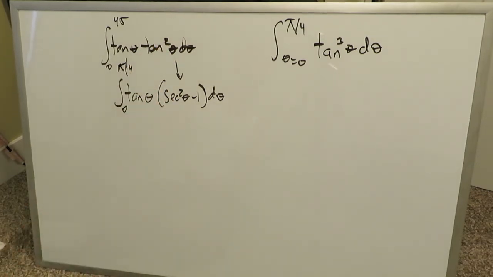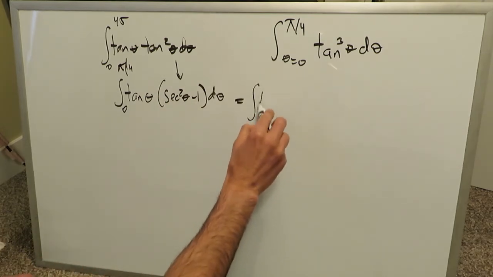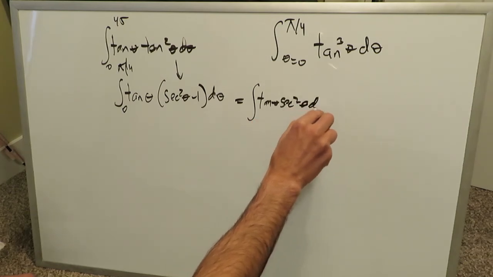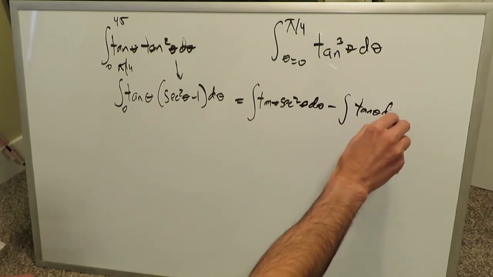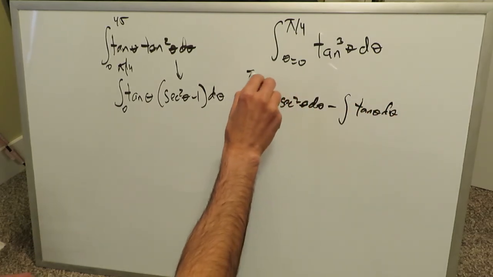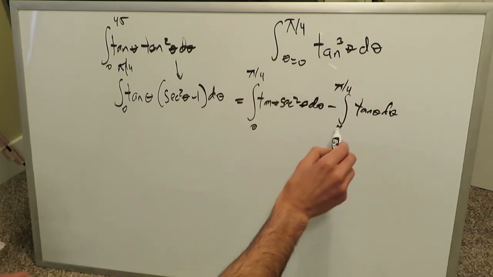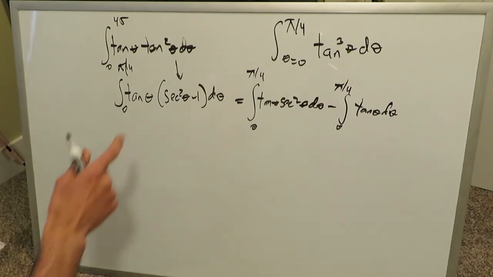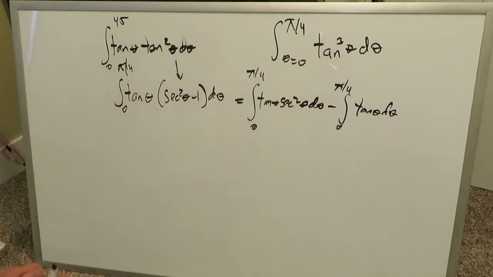Right here, the trigonometric identity, the Pythagorean identity, that's what we're focusing on here. And then separate everything over here. You'll do tan theta secant squared theta d theta minus tan theta d theta. And you'll have pi over 4 here, pi over 4 here, 0 here, and 0 here. We haven't done anything out of the ordinary at all so far. The hardest part so far was creating this identity substitution. That's all it was.